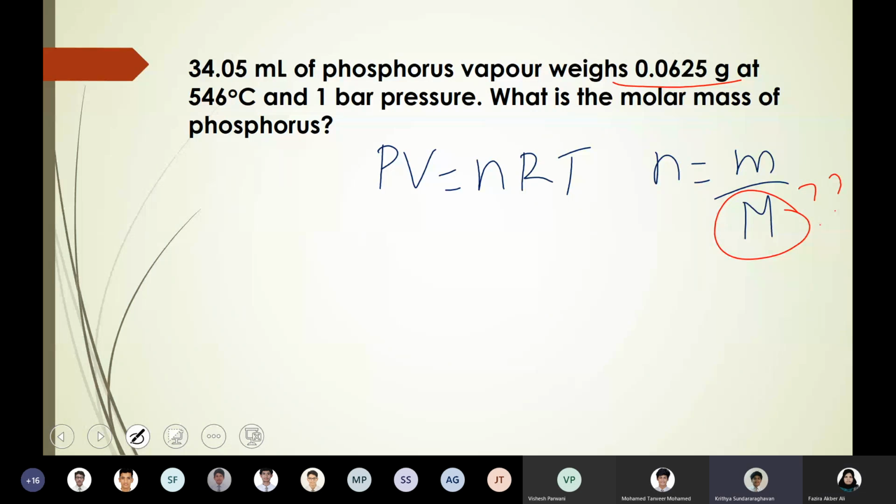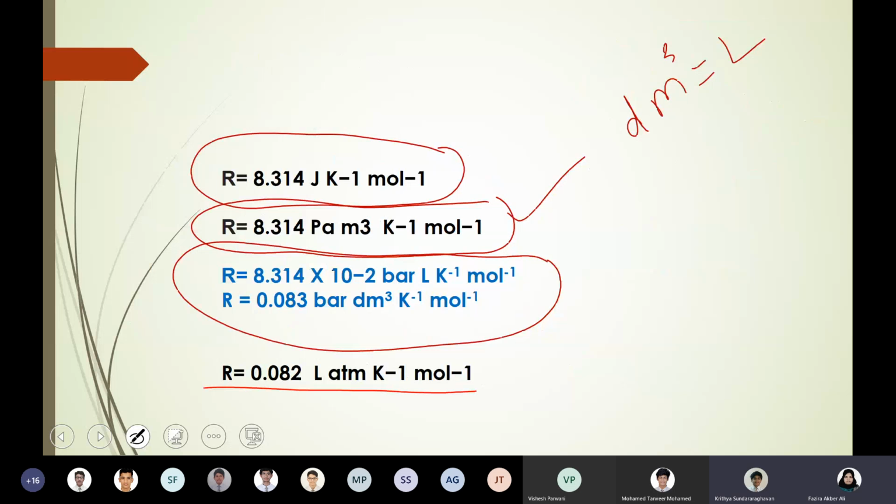Because pressure is in bar, which R value do you have to use? 0.083, into 10 raised to minus 1. You can take it from this table, the one highlighted in blue color. We can use either 0.083 bar dm cube per Kelvin per mole, where dm cube is equal to liter, or you can write 8.314 into 10 raised to minus 2, which is equal to 0.083.